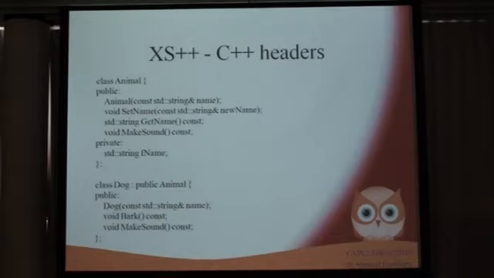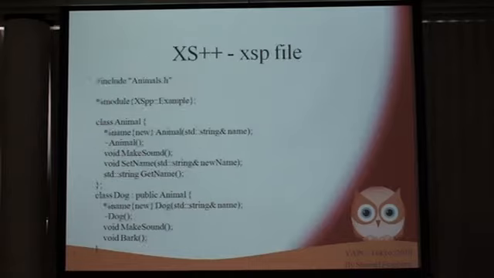Now suppose we have these C++ classes that we need to import to Perl: an animal that makes sound, and a dog that is an animal. We need to write an XSPP file. That's the glue between C++ and Perl. We declare what module it is, and then we declare the classes.